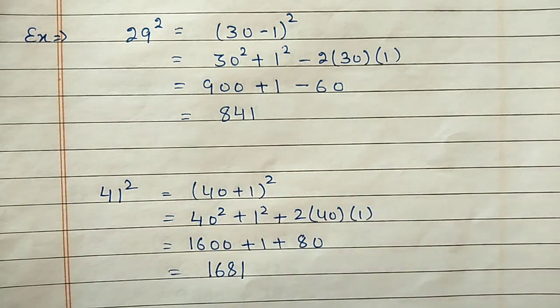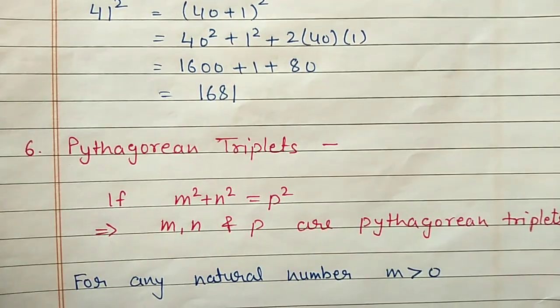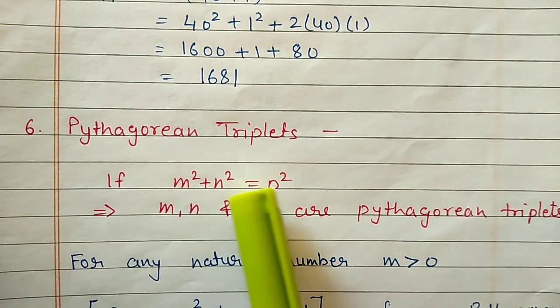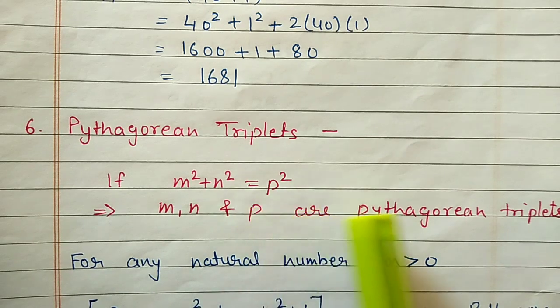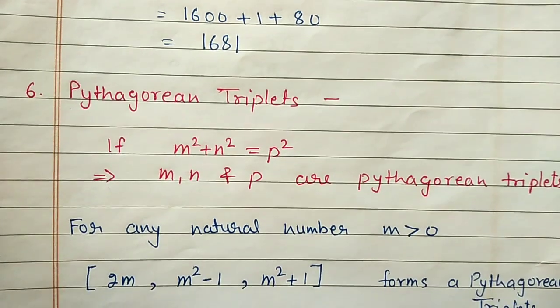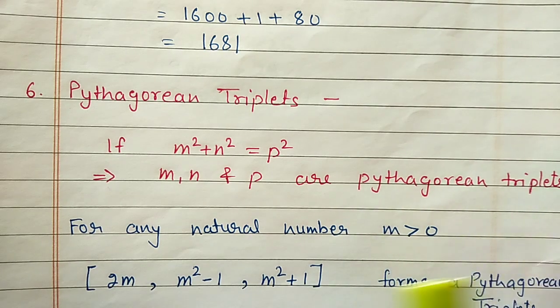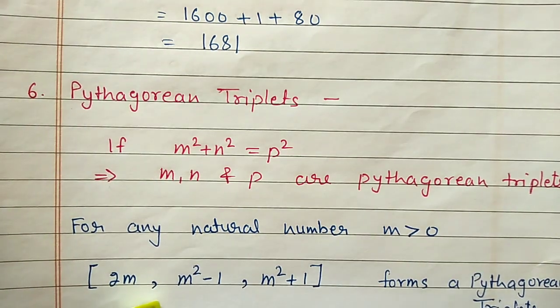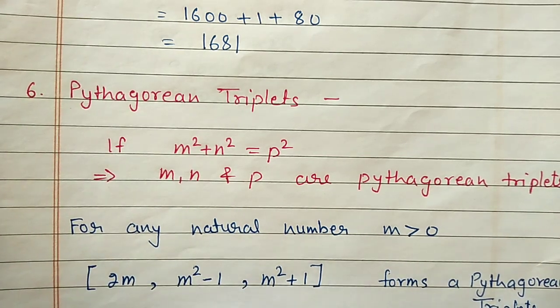Next, the sixth pattern is the Pythagorean triplet. If we have three numbers which we can represent like this, m square plus n square is equal to p square, then these three numbers are called Pythagoras triplets. For any natural number m, how to find the Pythagoras triplet? We have one formula here. The Pythagoras triplet will be 2m, m square minus 1, then m square plus 1. This formula is applicable for all numbers.